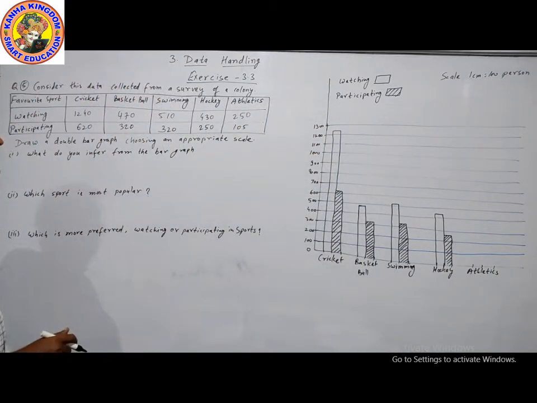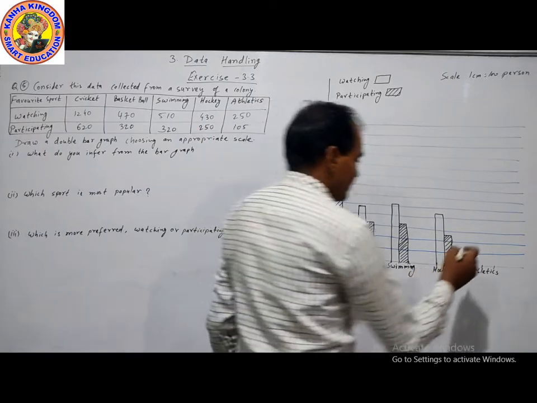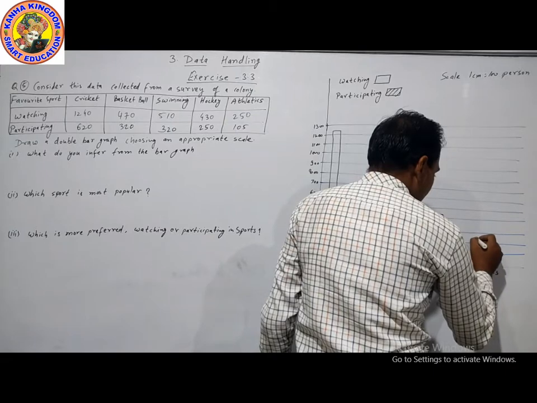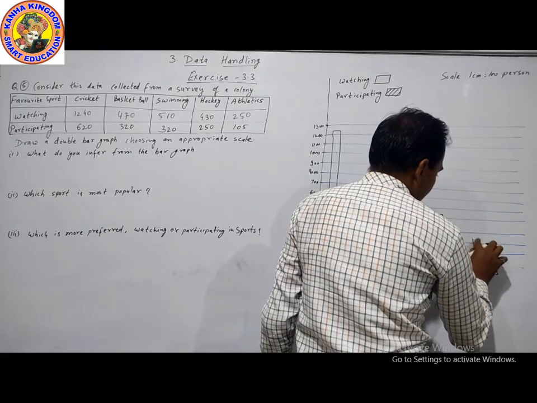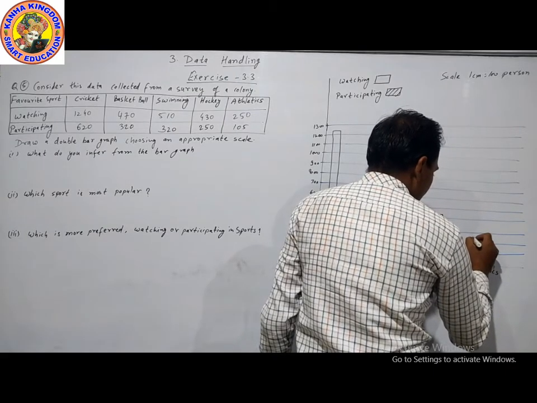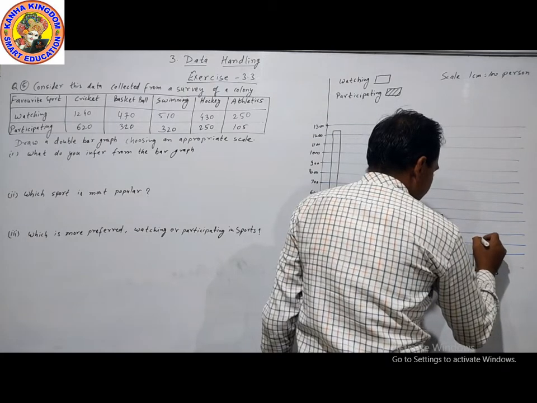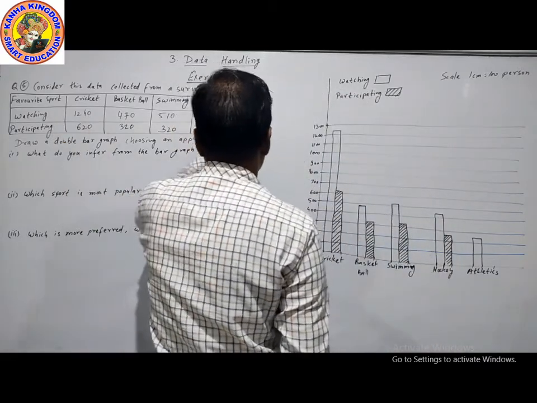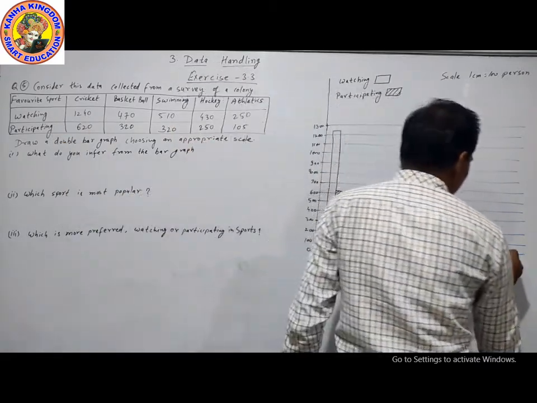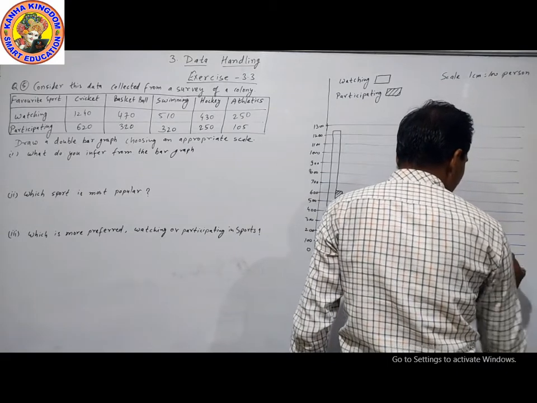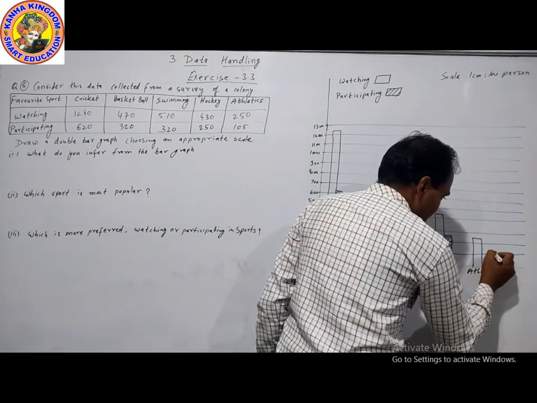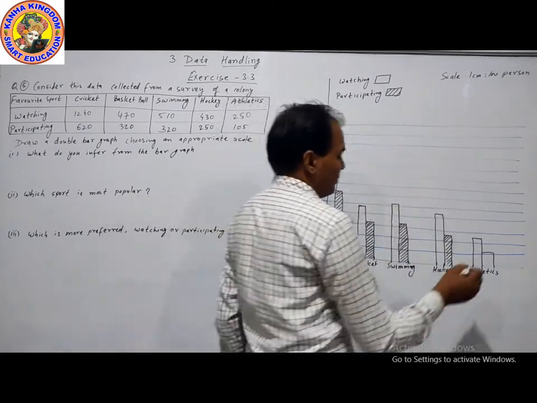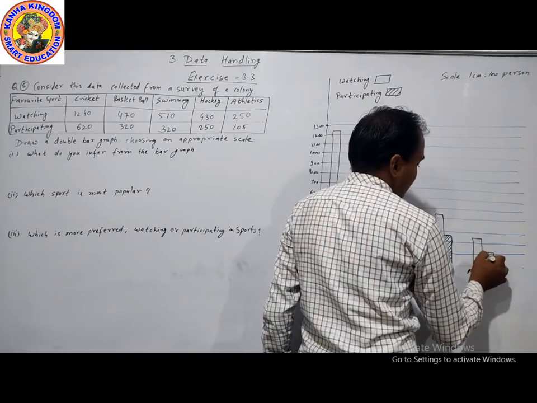Now next is athletics. Watching is 250, the middle of 200 and 300. Now participating in athletics is 105. This is over 100, and just above here is 105. We will draw the lines in this.